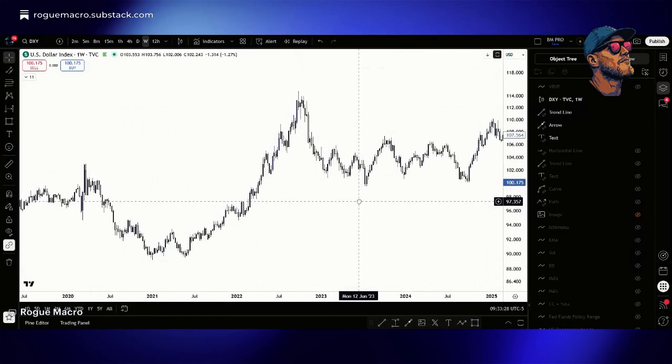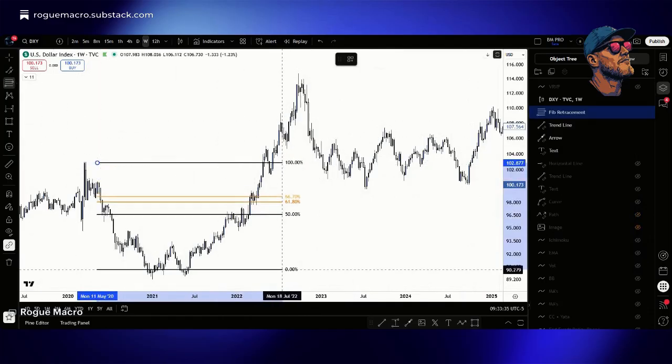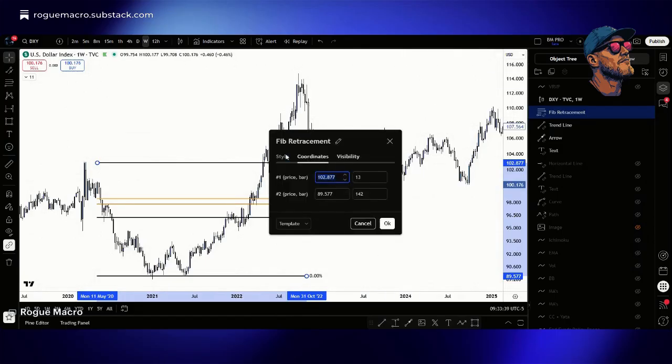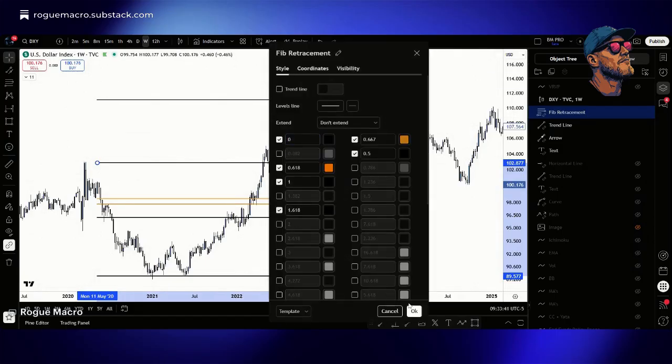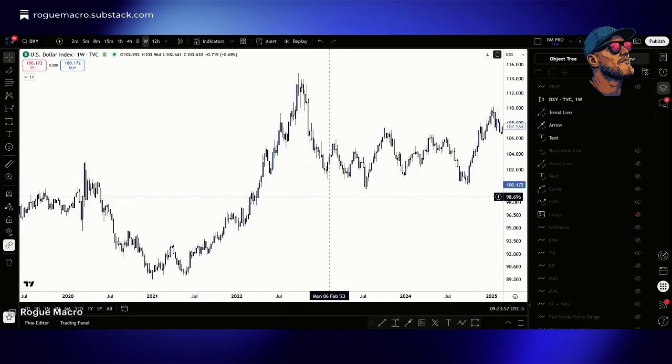One thing I also did was call this top pretty close, because I just ran a Fibonacci extension down like this, and if we open it up to the 1.618, I called the top right there. Yes, it did go a little bit higher, but that would have been a very good buy and sell up there. So that was a pretty good call on the dollar for the top.